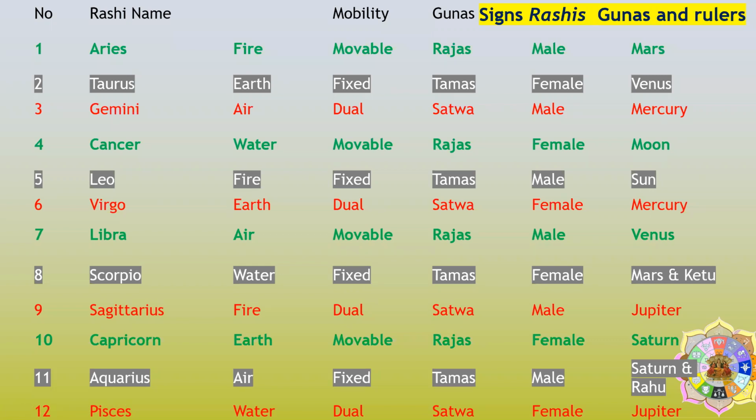I guess when I say mobility, it really literally is referring to a kind of state of being. They have kind of a hoarding mentality, the fixed signs, while the dual are a little bit more relaxed, they can do both. While the gunas is a little bit more to do with the inherent quality associated with these signs.